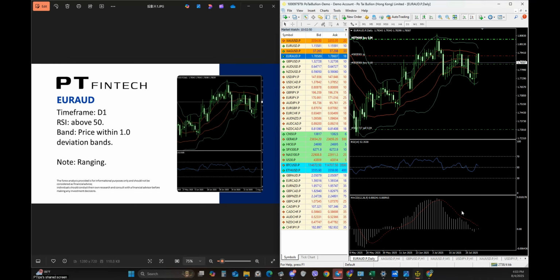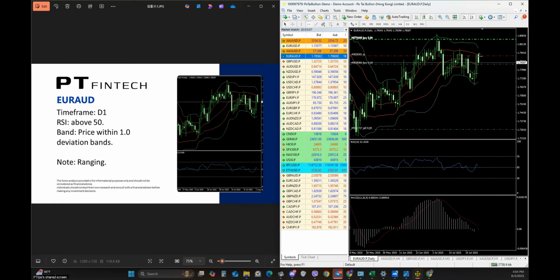All right, so EUR/AUD, let's take a look at D1. On EUR/AUD, we can see that the RSI right now is above 50. It's coming down towards 50, but it's still above 50. And with the dual Bollinger bands, prices are within the 1.0 deviation bands.